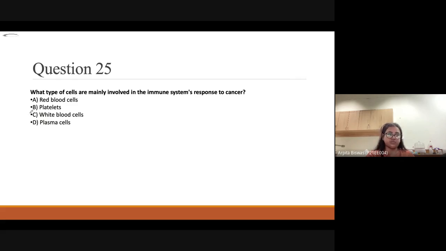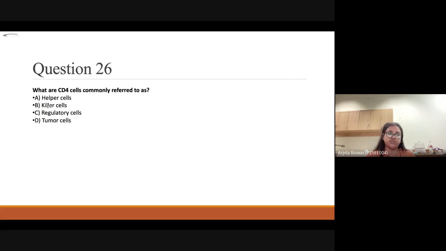The right option is option C, white blood cell. So next, move toward question number 26. What are CD4 cells commonly referred to as? Helper cell, killer cell, regulatory cell, or tumor cell? So what is the right answer?